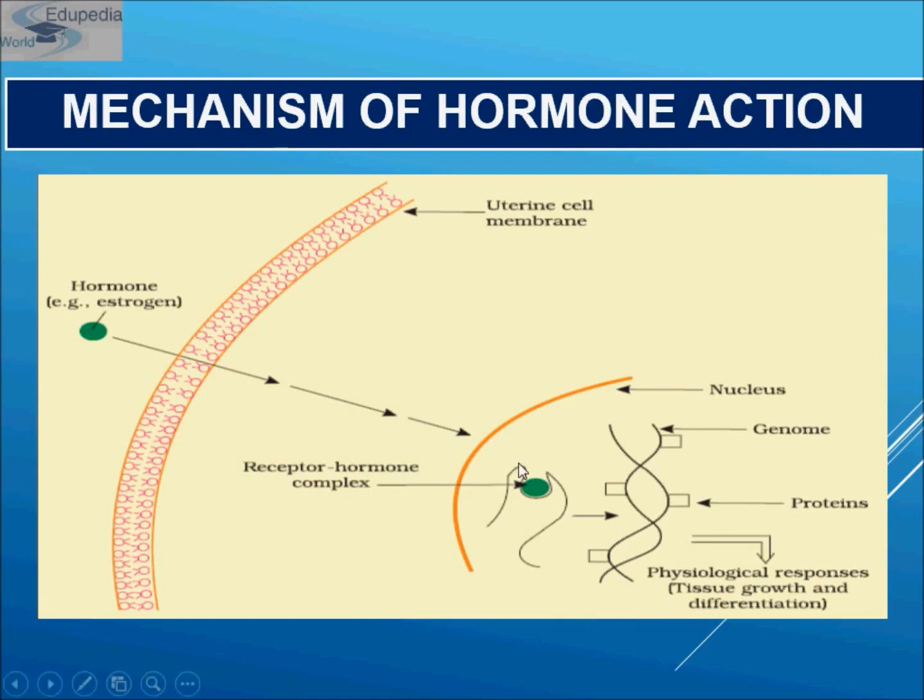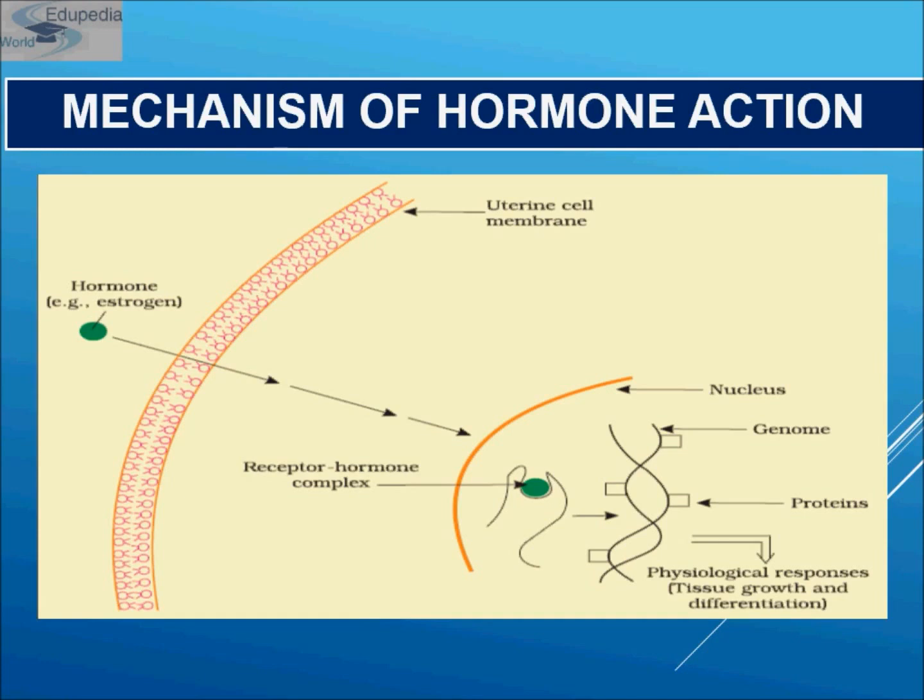The hormone enters the cell and binds to the receptor to form a hormone receptor complex. As you can see here, this is your receptor hormone complex. Because the hormone enters the cell and binds to the receptor to form a hormone receptor complex. The hormone here is a lipid soluble hormone and it passes through the cell membrane.